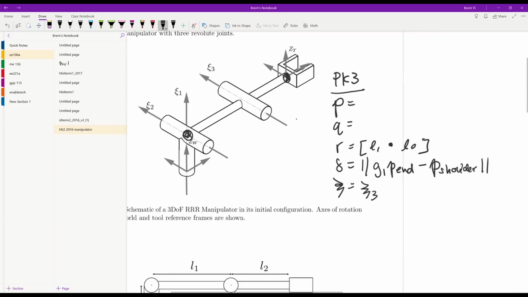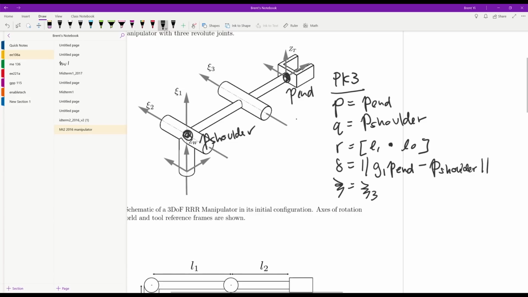We know G1, which is a mapping from the initial configuration to the desired configuration. We know P end, which is just the end effector position in the initial configuration. And we know P shoulder, which is just a constant position of this shoulder. Okay. So for P and Q, logically from that, we want P end for P and P shoulder from Q.